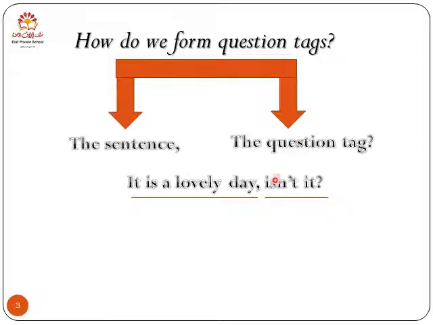This is what I call a sentence. It is a lovely day. Let's imagine that you're talking to your friend and you're saying, it's a lovely day. You want to check, is that true or not? You just ask, it's a lovely day, isn't it? See, this is the question tag. This is what I call the question tag. Isn't it? So here I'm asking to check, am I correct or not?